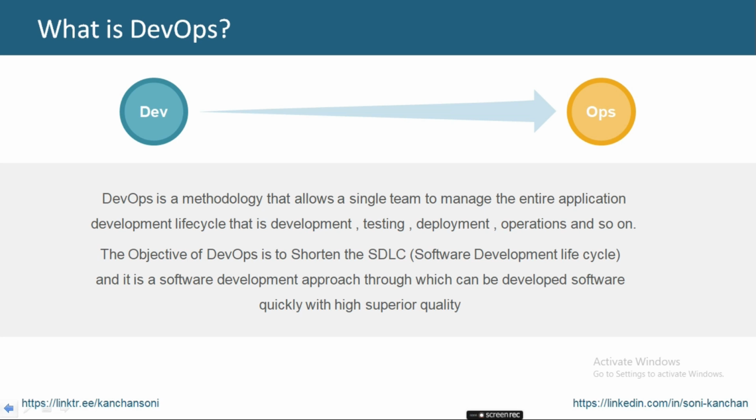DevOps made the software development life cycle very easy and smooth. The end goal of DevOps is to bring automation and avoid conflict between the developer team and operation team. So, DevOps is a methodology that allows a single team to manage the entire application development life cycle, that is development, testing, deployment, operation and so on. The objective of DevOps is to shorten the SDLC, that is the software development life cycle, and it is a software development approach through which we can develop software quickly with superior quality.